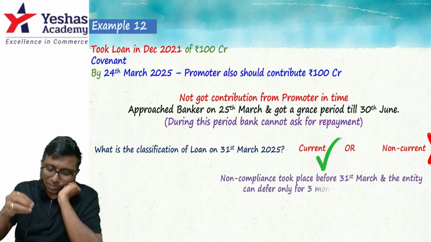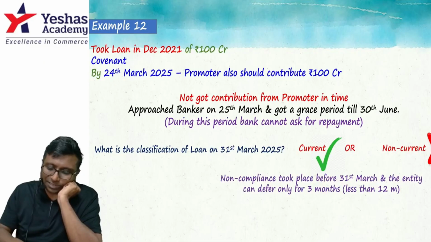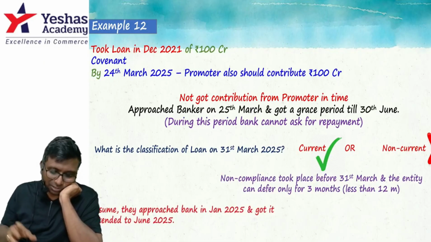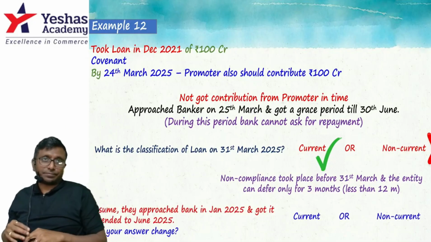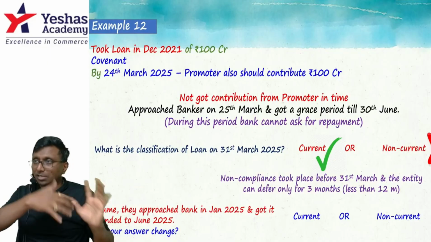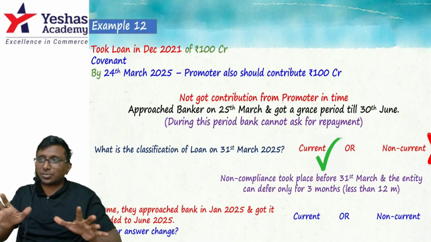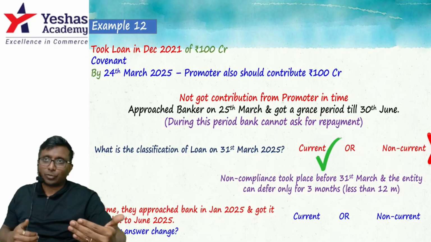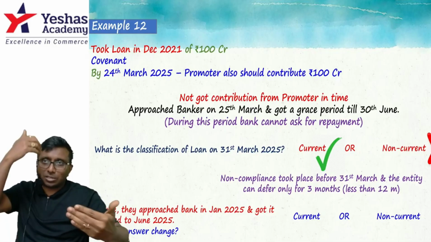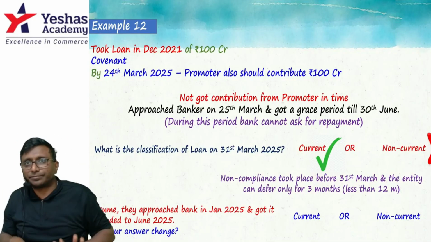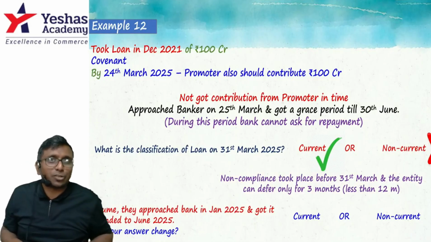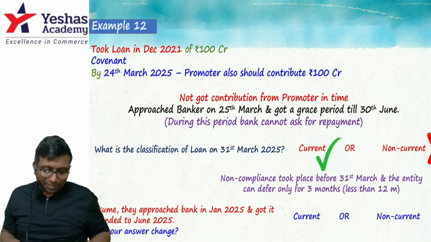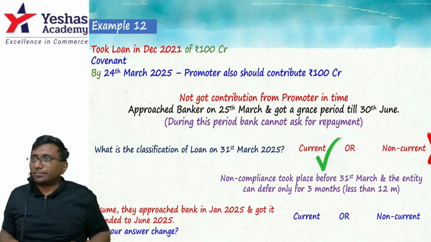Suppose non-compliance took place before 31st March and the entity can defer only for 3 months. That is the answer I told, less than 12 months, and I closed it. Now, assume they approach the banker in the month of Jan. Another circumstance, independent from earlier. Don't link these two. Before Jan only I went. I asked banker, बस आपका डेट क्या है? मार्च 24 है. हम एक काम करेंगे, डेट शिफ्ट करो जून को.